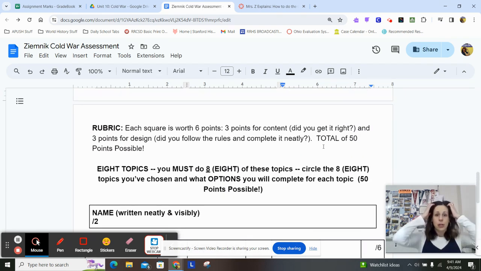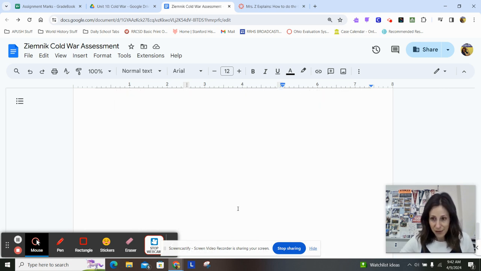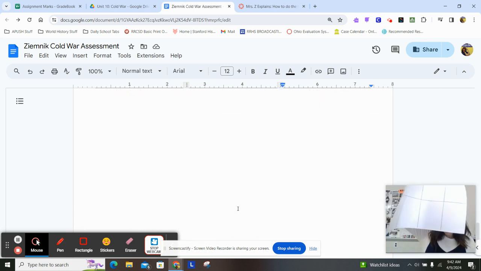You are in the driver's seat. You control all of this. So we're going to plan it out, and then we're going to have one day to actually execute it. Okay, so you're going to circle, you'll have this paper in front of you. You're going to circle the 8 topics that you do, and then you will staple this to your final ice cube tray. And these always come out really cool.